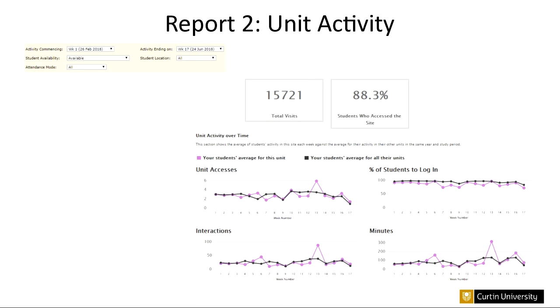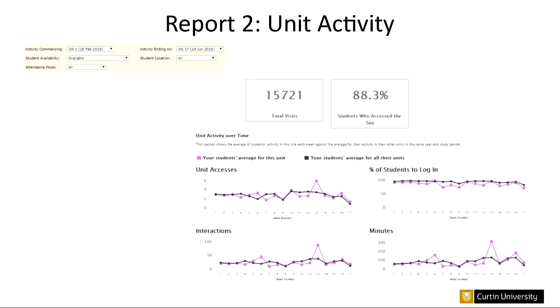That's a good question. So the unit activity report, this one has got slightly different filters. At the top there, this one allows you to select the particular week range that you are looking at for activity. So if you want to hone in on a particular week that you're interested in, you can filter that. And these are the standard filters for availability, location, and attendance mode. At first, it's just got a basic summary of the number of visits to the site, the number of students who have accessed the site. So only 88% of students enrolled have actually accessed it.